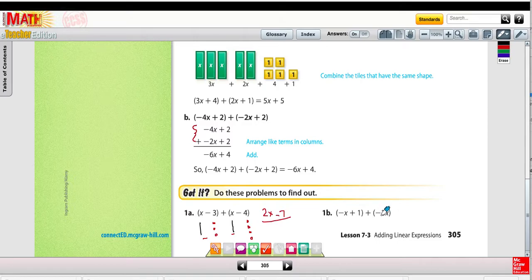For 1b, we have a negative x, and so that's going to be a red rod there for a negative x. And then we have 3 more negative x's right there. So I'm just going to change to black really quickly to represent the 1, for a total of negative 4x. There's 1, 2, 3, 4, negative 4x's. And then we have a plus 1 for the final answer there.